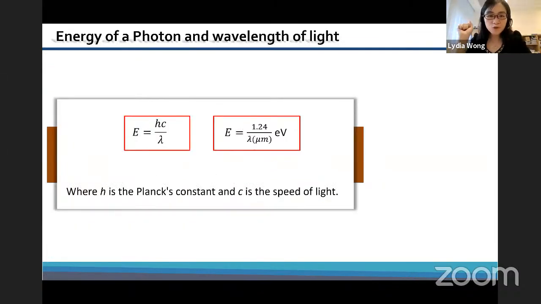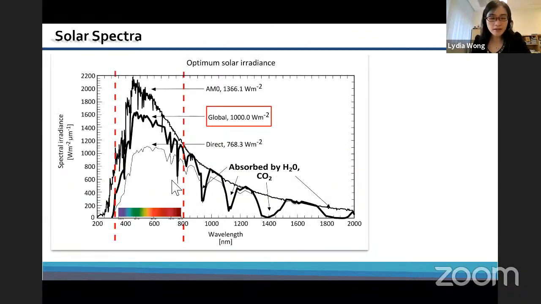The energy of the photons can be correlated with the wavelength of light using this equation, where h is the Planck's constant and c is the speed of light. Knowing this equation, you can take a look at the solar spectra. What is the solar spectra? Imagine you have a spectrometer. You put this spectrometer directly under the sun and you measure the graph. This is the graph that you will obtain.